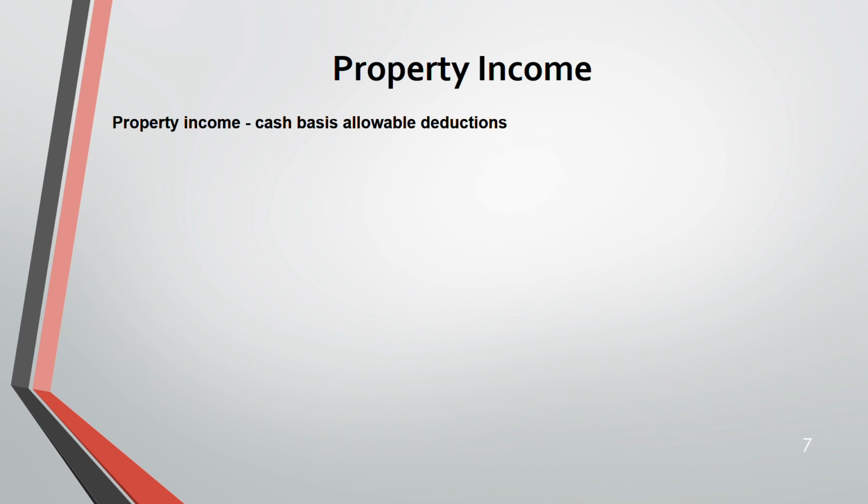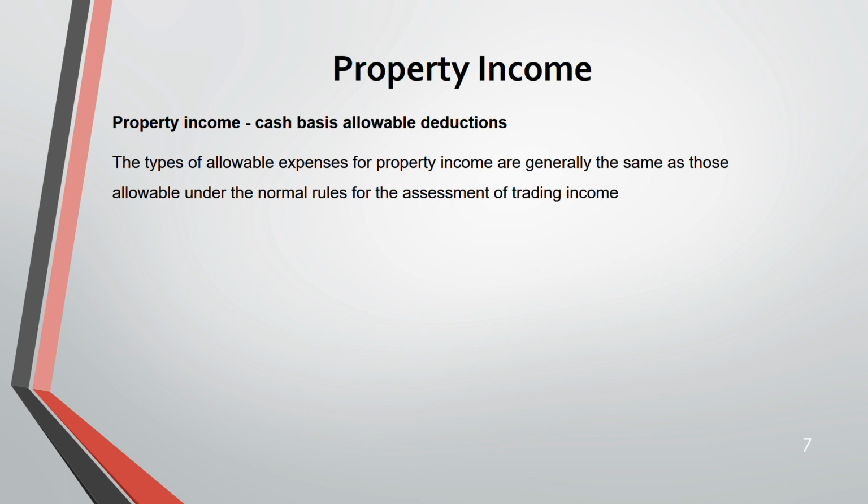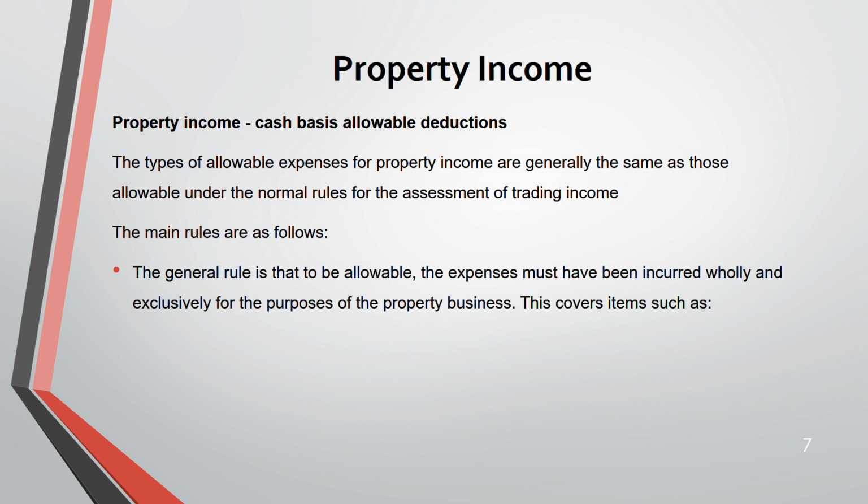Property income cash basis allowable deduction. For any type of income we have some deductions. For employment income we had, for self-employment we had. Same way for property income also we have some deductions. Generally, whatever we have studied in the trading income, we have gone through some rules to deduct expenses from trading income. It's the same for the property income. These are the main rules. First, you take allowable expense. Any expenses allowable, you can deduct. In my previous lecture, we told that expenses that has been incurred wholly, exclusively, necessarily for the purpose of trade. Here, wholly, exclusively, necessarily for the purpose of property. Only change the word from trade to property. The rule is same.